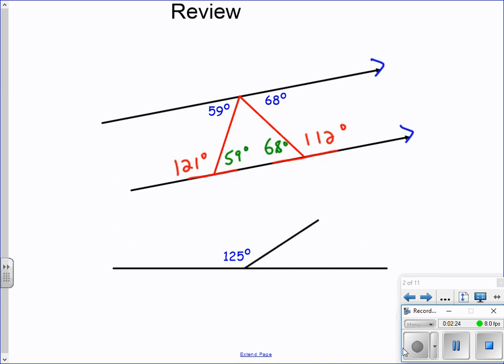Practice makes perfect. Finally, we've got a straight line here. So again, this has to be 180 degrees. So 180 minus 59 and minus 68. And you will get, use your calculator, a grand total of 53 degrees. So this one here has to be 53. Here's a supplementary angle down here. So it's 180 minus 25. It's going to be 55 degrees.